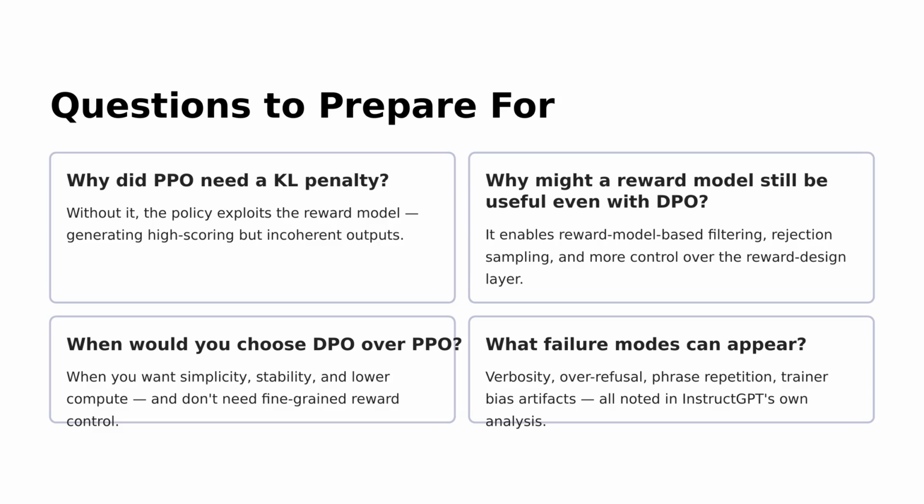PPO needs a KL penalty, because without it, the policy can exploit the reward model and produce high-scoring but incoherent text. Even with DPO, a reward model can still help with filtering, rejection sampling, and reward control. You'd usually choose DPO for simplicity, stability, and lower compute, and common failure modes include verbosity, over-refusal, repetition, and trainer bias artifacts.